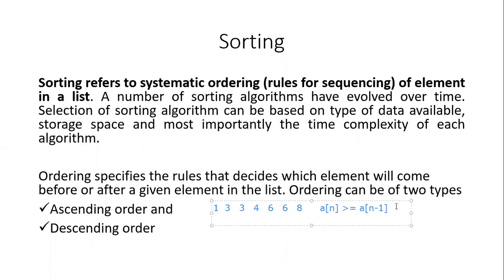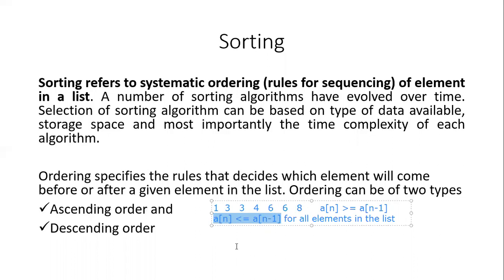Then what is descending order? When the element at a of n is less than or equal to the element at position a of n minus 1. This should be true, in case of both ascending and descending, for all elements in the list. If this is true for all elements in the list, then the list is in ascending order. If the descending condition is true for all elements in the list, then the list is in descending order.